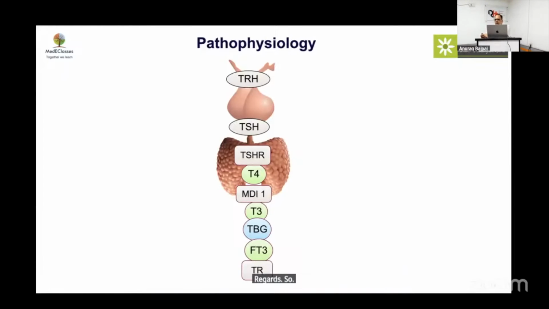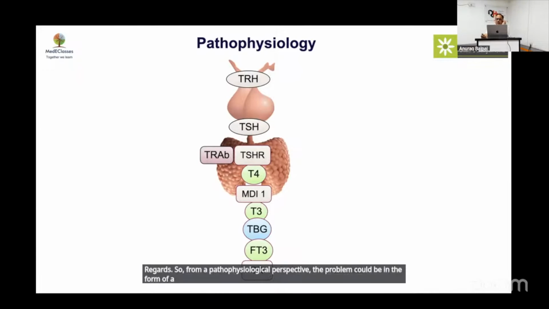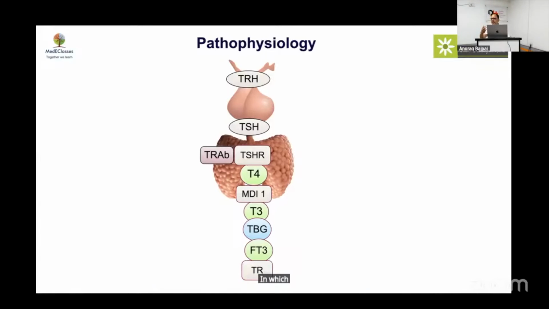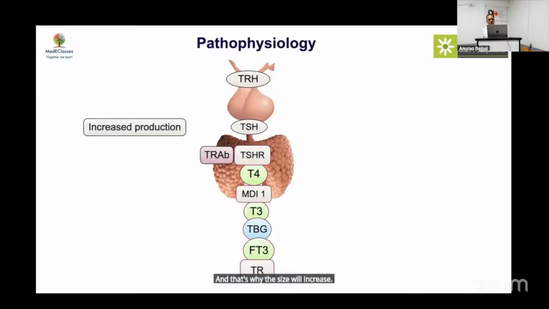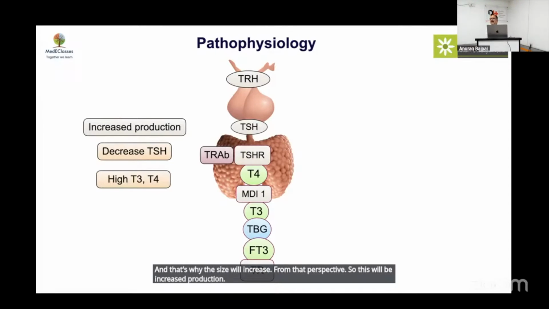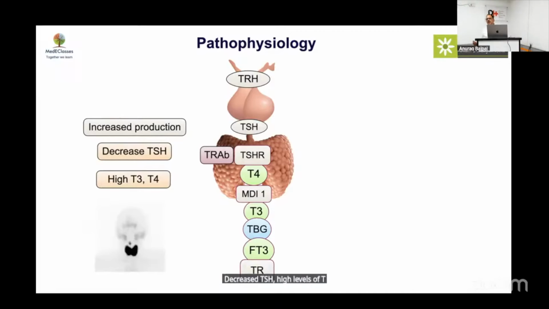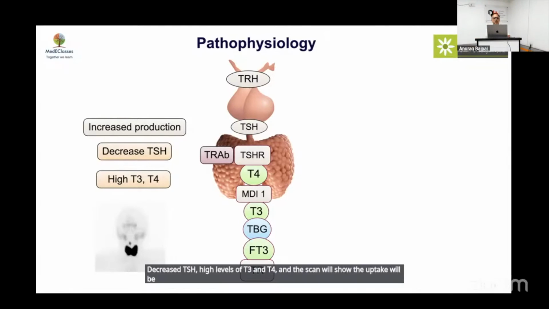So from a pathophysiological perspective, the problem could be a thyroid receptor stimulating antibody acting on the TSH receptor, which is the classical Graves' disease, in which we will have a goiter and an eye sign, and the size will increase. So this will be increased production, decreased TSH, high levels of T3 and T4, and the scan will show the uptake to be on the greater side.